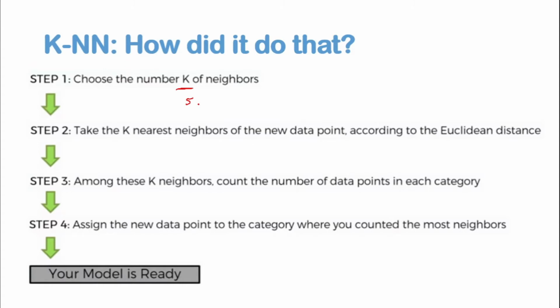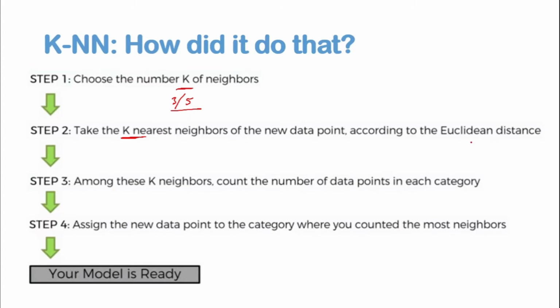Mostly it is 5. I am not sure if it is 3 or 5. We need to look into it when we get into the program. We'll go through what the default value of k is if we don't initialize it. Then take the k nearest neighbors of the new data point.